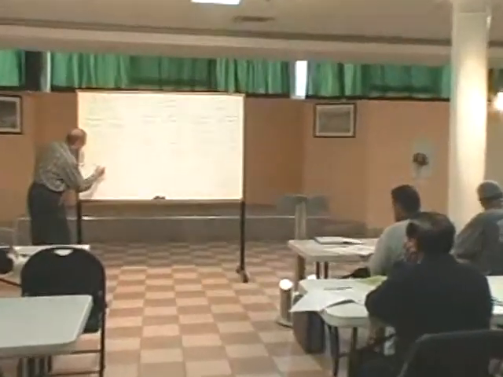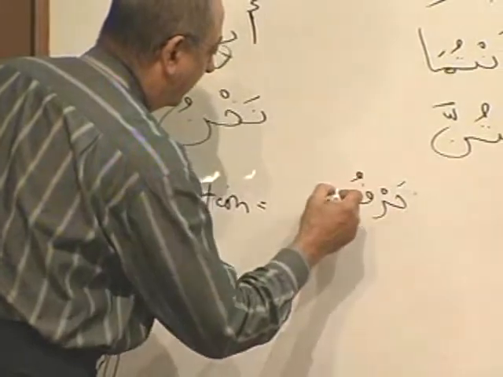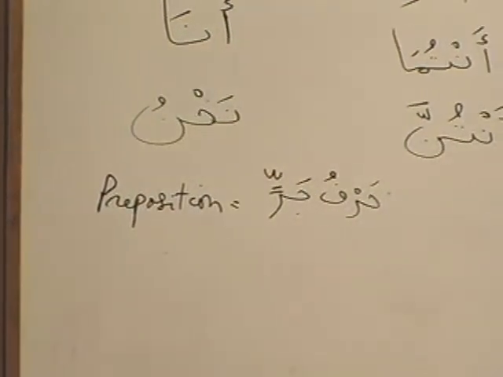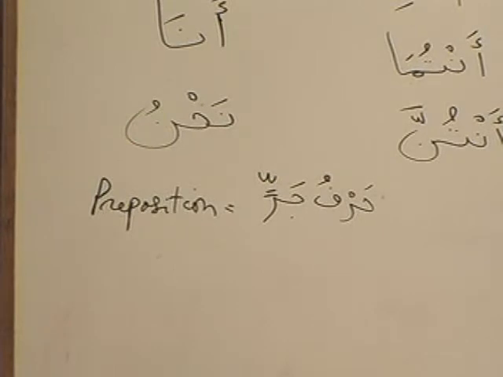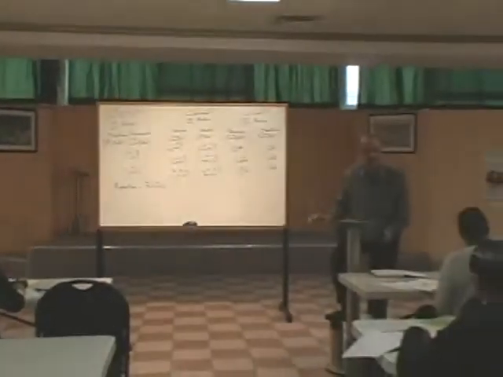Are you with me, brothers and sisters? I'll write down the preposition here for you. Harfu jarrin, particle of pulling down. What did it do? From tu, it pulled it down to ti. Who did that? I didn't do it. Somebody pulled it down, and that was harf jar. So, brothers and sisters, this is our start of learning the majroor form. So far we were only marfu. Now we will be majroor.